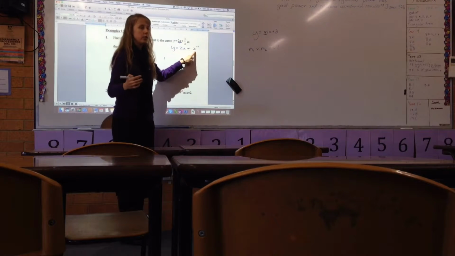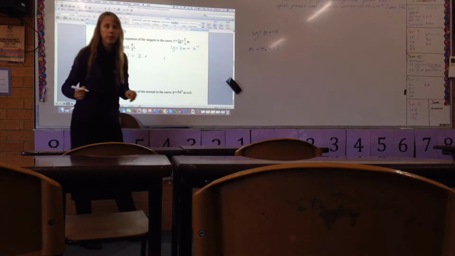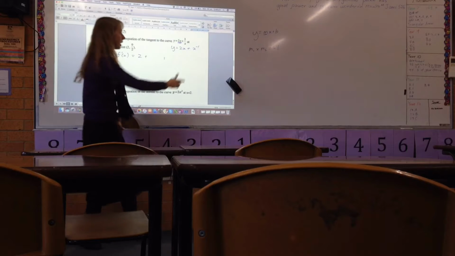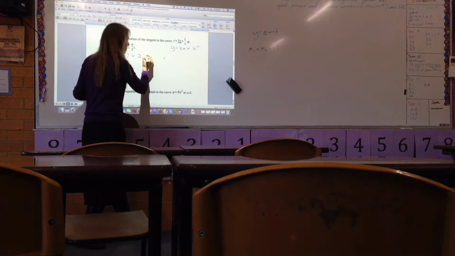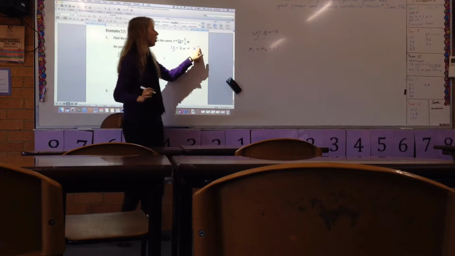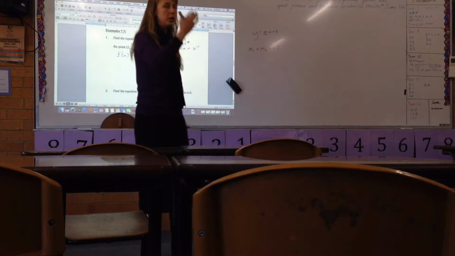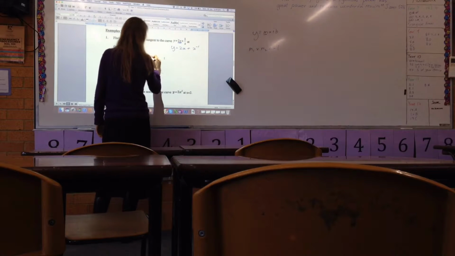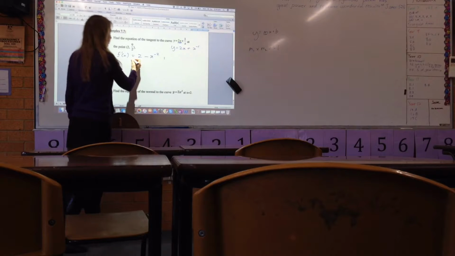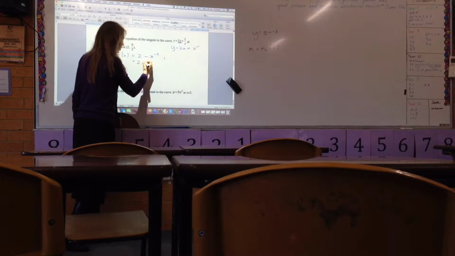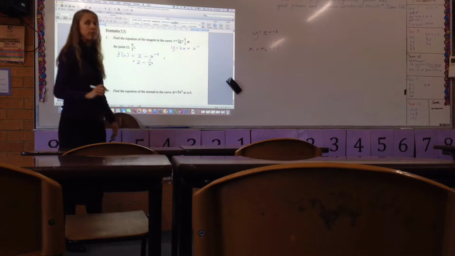When I differentiate this, what will the coefficient become? Minus 1, because I times 1 by minus 1. So now that needs to be a minus. And then what happens to the power? A minus 1, which becomes a minus 2. So x to the minus 2. Good. Or I could rewrite that and say 2 minus 1 over x squared. And I've got it.